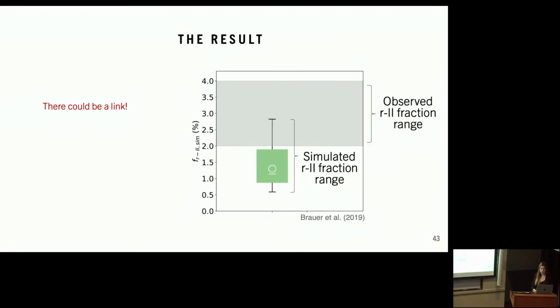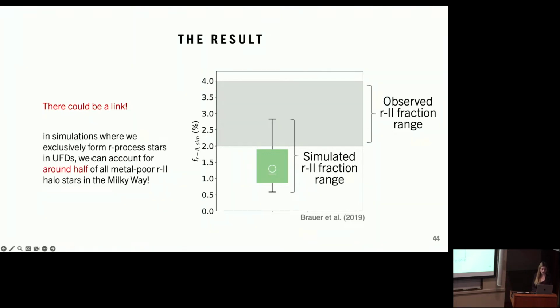And what we found was that there actually could be a link. So I'll walk you through this main result plot. Basically, if you look at the Milky Way today and you observe it as it is right now, you can see that about 3%, but of course with uncertainty, so we're going to say 2 to 4% of the metal poor stars are highly R-process enriched. So we're going to call that the R2 fraction, and that's the range of it that we can observe today. Then, if we only form these types of stars in ultrafaint dwarfs, we can already account for around half, obviously with a range of uncertainty depending on different parameter choices, different accretion or different formation histories, but a significant fraction of all these stars through this single origin.